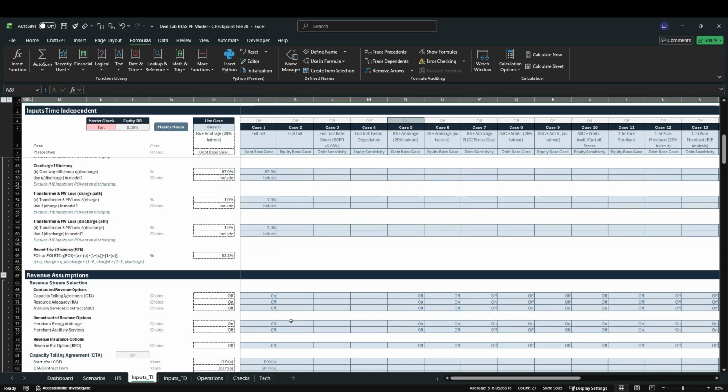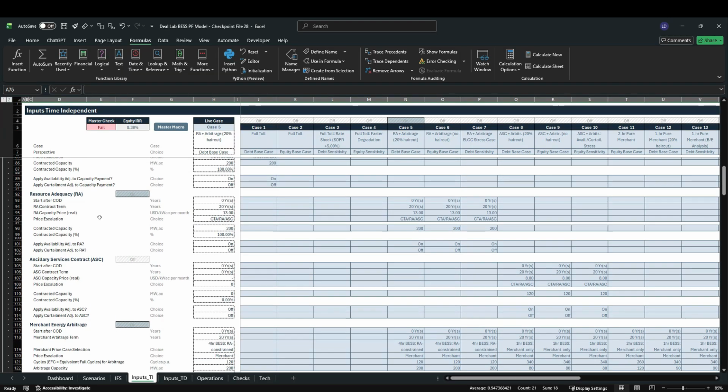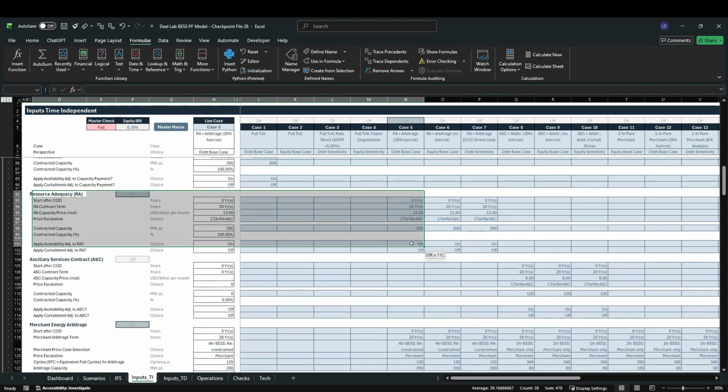Scroll down. And here for the revenue assumptions, you will notice that our revenue stack now consists of our resource adequacy contract. And we also have a merchant energy arbitrage component. Here for our resource adequacy contract, you can see this contract is turned on. And 100% of our capacity is actually contracted, meaning the full 200 megawatt AC at the point of interconnection are contracted under our resource adequacy contract.